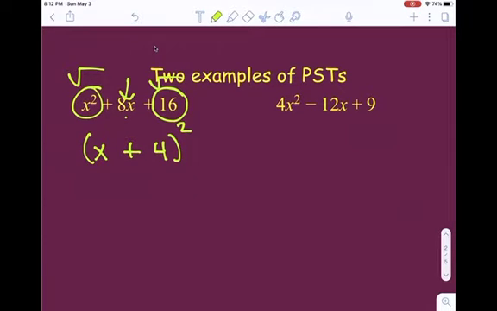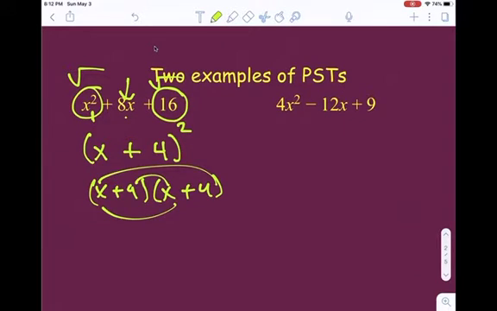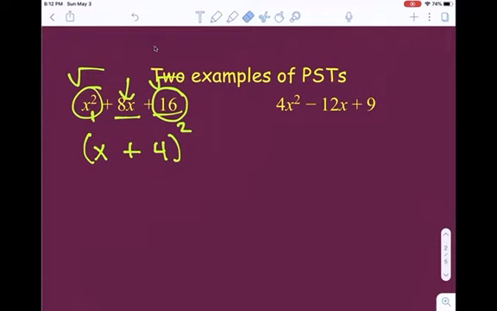Well, this expands to x plus 4 times x plus 4, right? So that gives me my x squared right there. That's good. 4x and 4x, when you add those up, are going to give you your 8x. And then 4 times 4 is going to give you your 16. So that looks good, right? That's what we want.